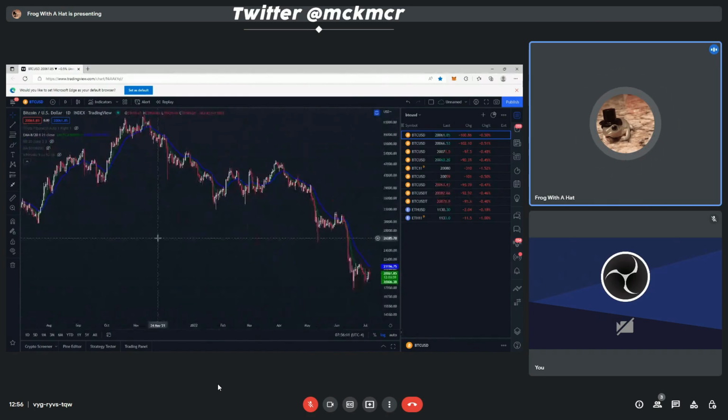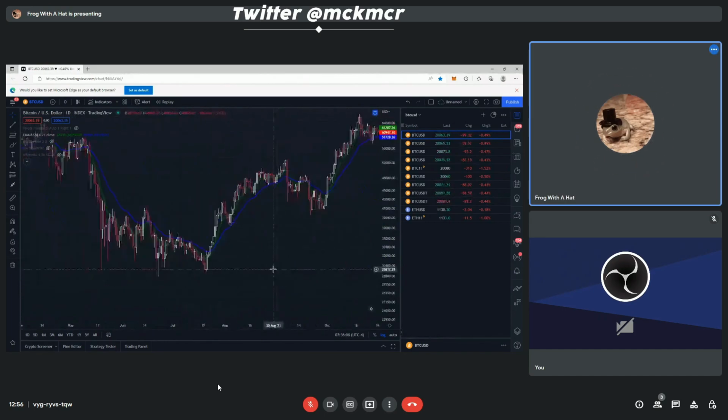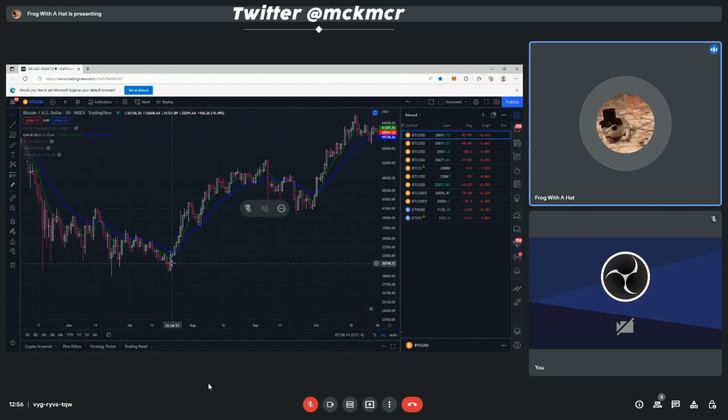Let's give an example right here. Let's go to Bitcoin back in July of 2021. I'm on the daily time frame right here. Bitcoin, 23rd of July 2021: we had the EMA 8, the green line, crossing the blue line, which is the EMA 21. That cross is a bullish cross. When the EMA 8 crosses above the EMA 21, that's a bullish cross. That signifies that Bitcoin is onto something.